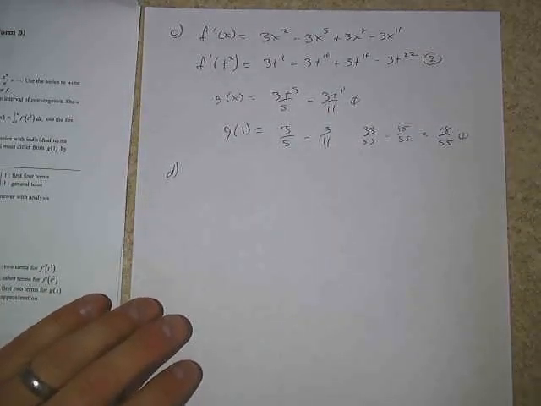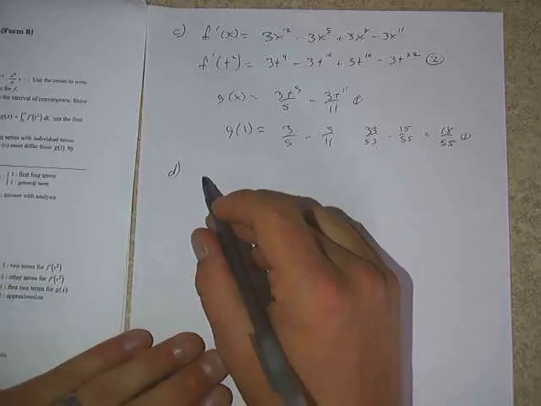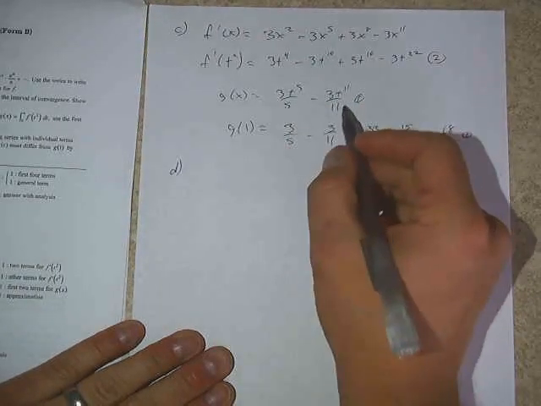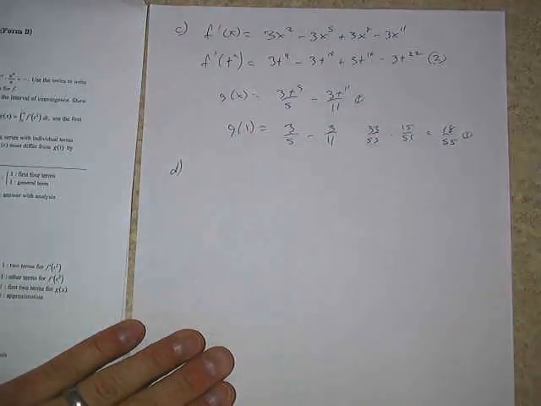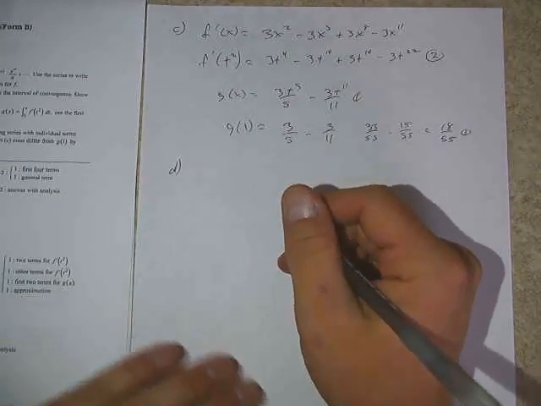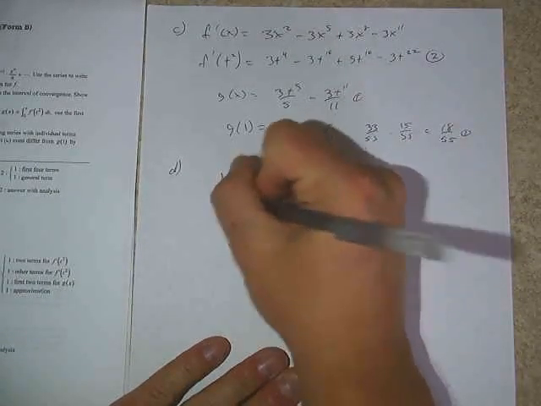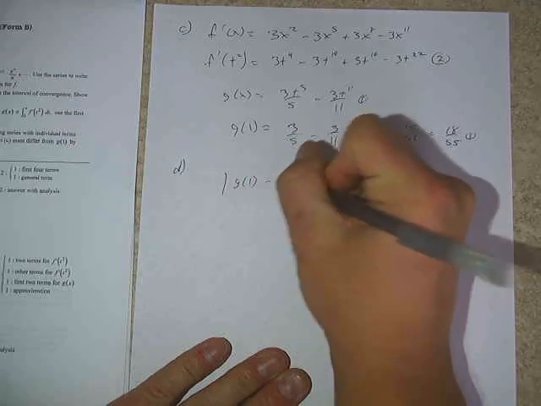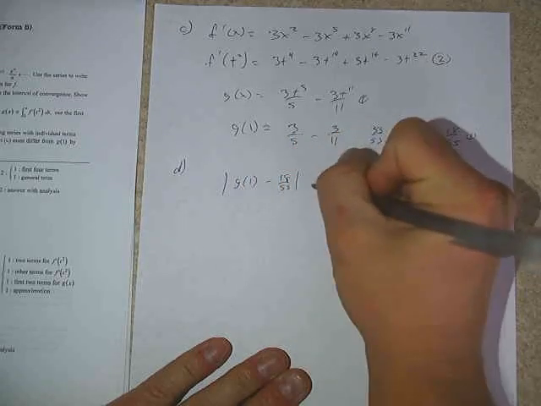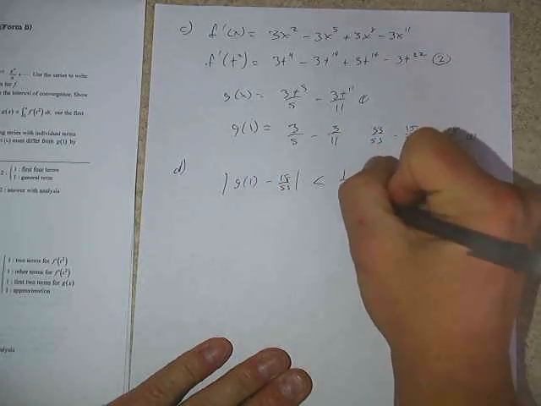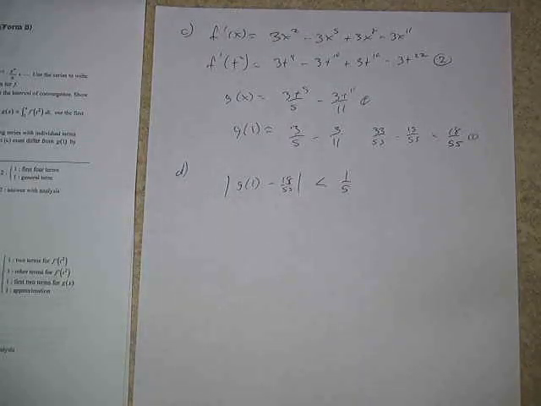Okay. Which would be difficult to find in this particular case. Ultimately, though, remember, what we're trying to figure out is how much error there is between g of 1 and what we just found, the 18/55. Okay. So, and we want to show that that error is going to be less than 1/5. Okay. So we want this to be within 1/5 of the actual answer for g of 1.